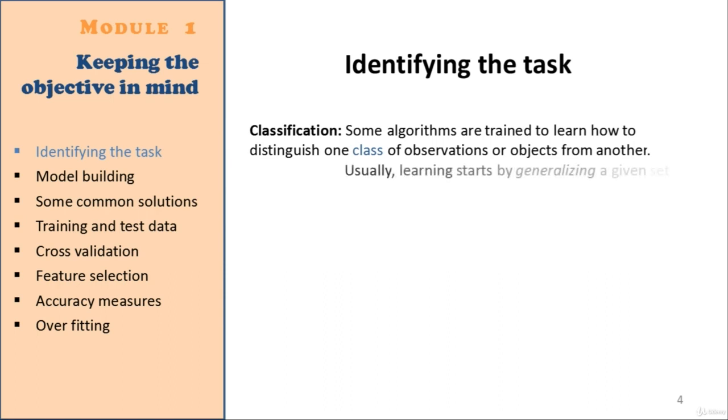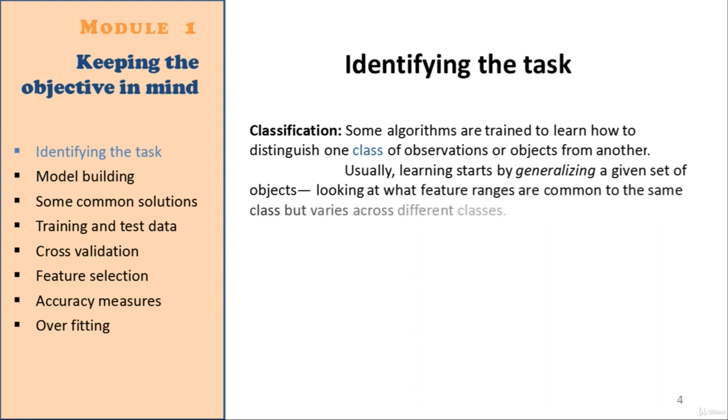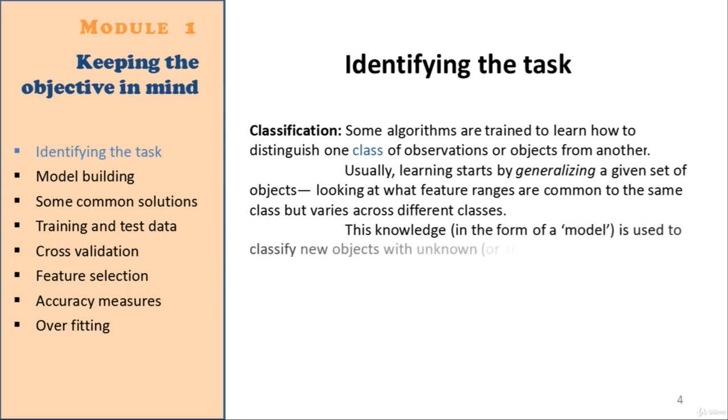So learning usually starts by generalizing a given set of objects, looking at what features and what are the range of their values that are common to the same class but vary across different classes. This generalized knowledge takes the form of a model and is used to classify new objects whose class information is not known.